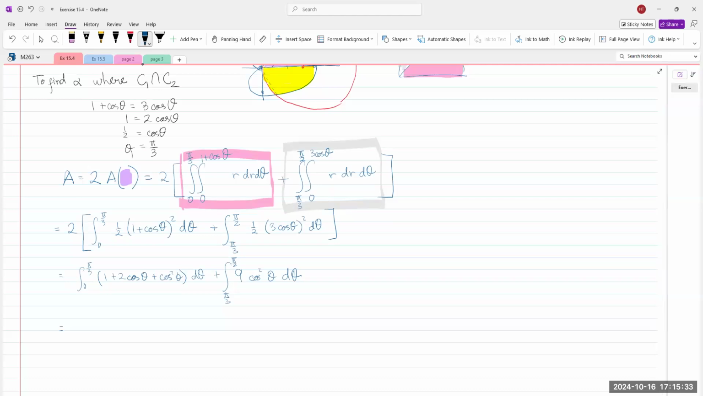Now let me integrate them. I will get theta plus 2 sine theta plus the integral from 0 to pi over 3 of (1 plus cosine 2 theta) over 2 d theta. That's the first one. And then the second one will be 9 over 2 times the integral from pi over 3 to pi over 2 of 1 plus cosine 2 theta d theta.